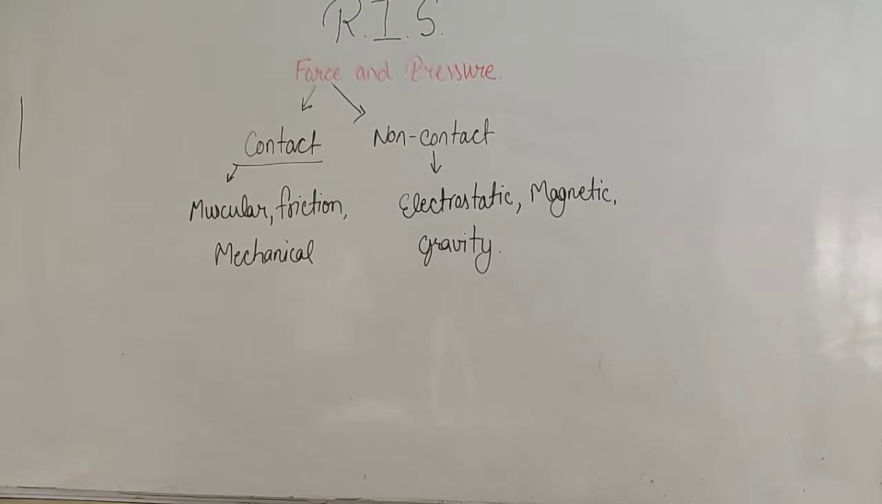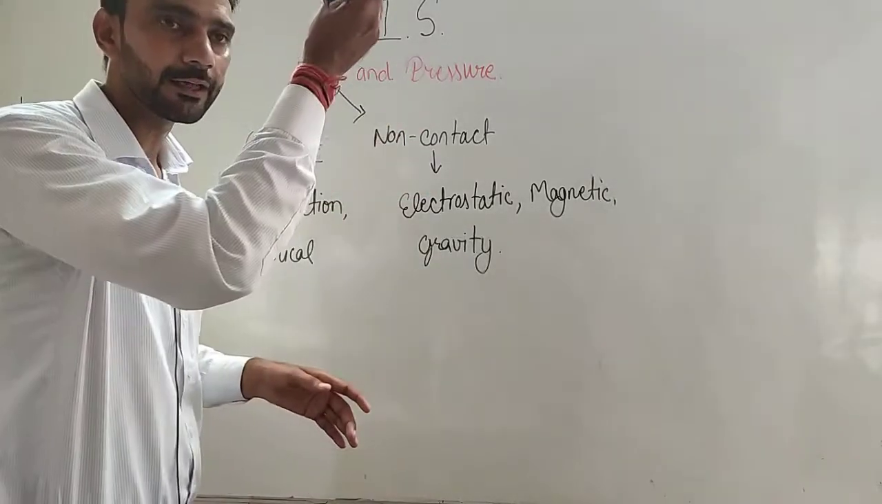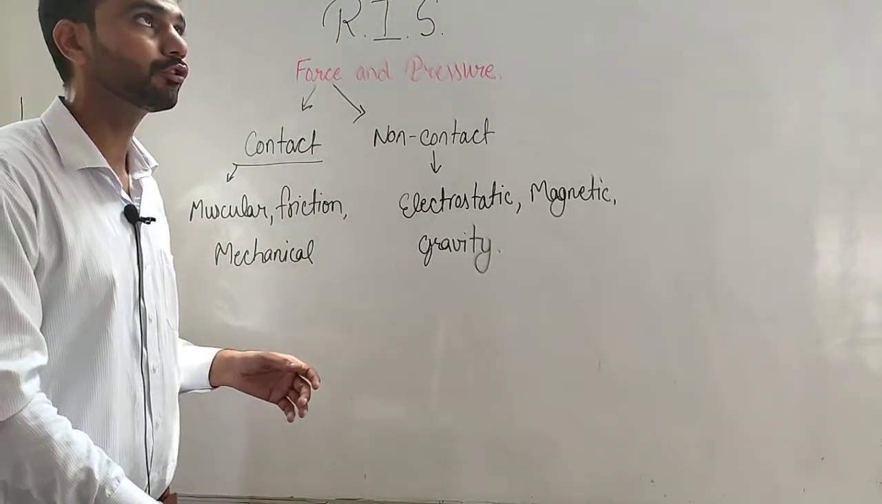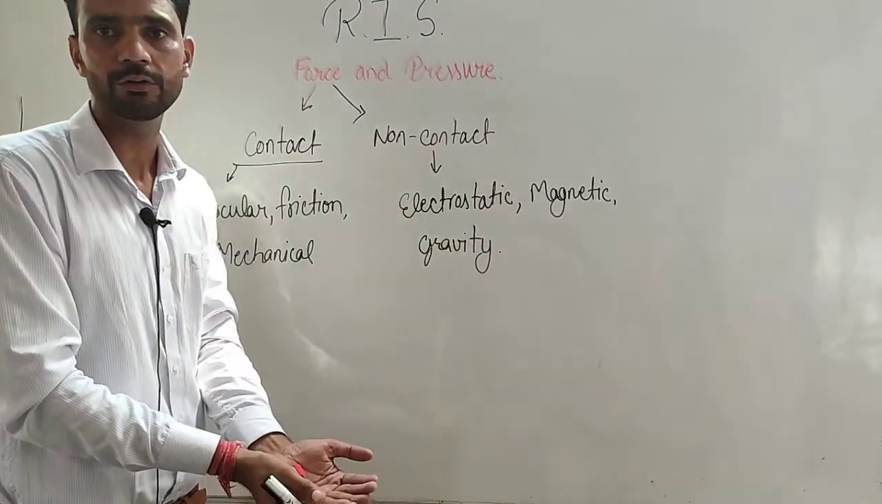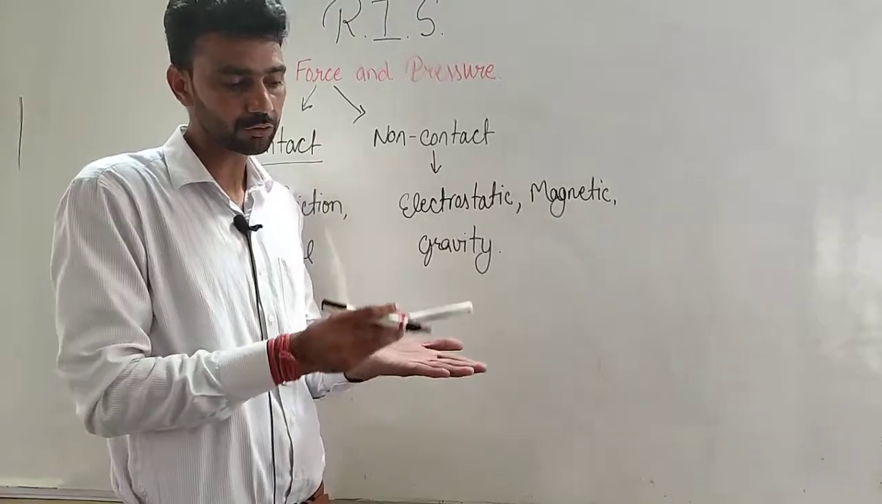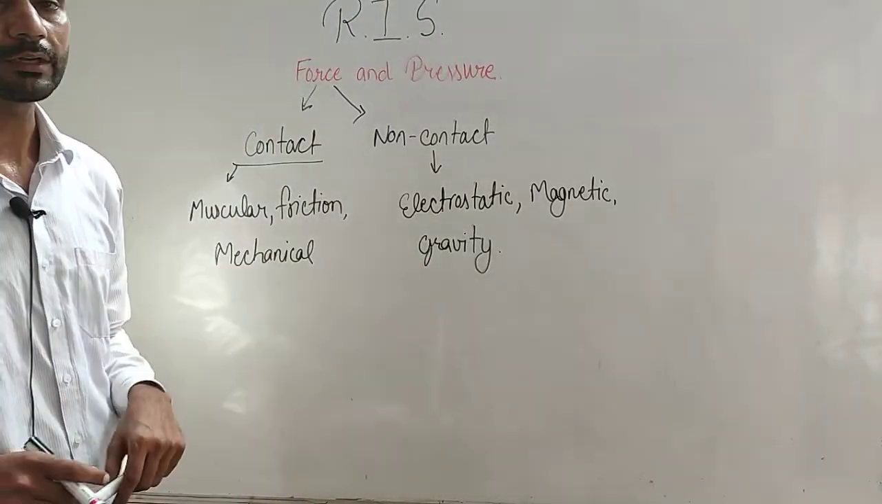Third is gravity. Gravity means the gravitational force, the force of attraction between two objects. If I throw something in an upward direction, it comes down, that is due to gravity. Suppose I throw this pen in an upward direction, it comes down after some time. Why does it come down? Because the earth attracts the object towards itself, and that force is known as gravity.